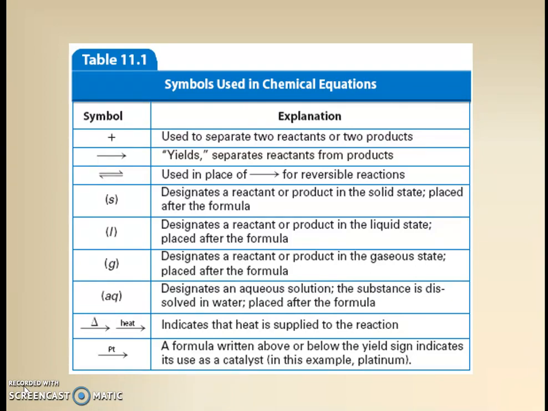Things that are solid get an (s) after them. Things that are liquid get an (l). Things that are a gas get a (g). And if it's dissolved in water, it gets an (aq) for aqueous. If a reaction needs heat, like we talked about with the baking of the bread, then we use the delta sign or just say heat above the yield sign. And if there's a catalyst used, that also goes above the yield sign, like we see here with platinum.